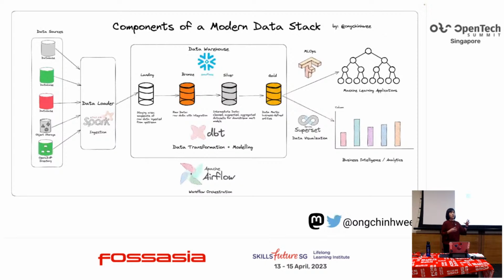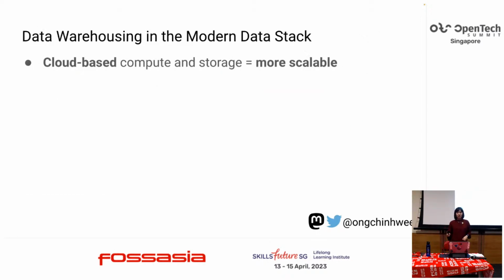If we look at the components of a modern data stack, you have your ingestion step, which is done by the data loader, which loads data from certain upstream source systems to your data warehouse. Then we go through data transformation, where we have the staging layer, bronze, silver, gold. This is also what we call the medallion architecture. After we process it into the gold layer, it is subsequently used by downstream users, which could be for machine learning or for data visualization. And those are orchestrated by a workflow orchestration tool such as Airflow.